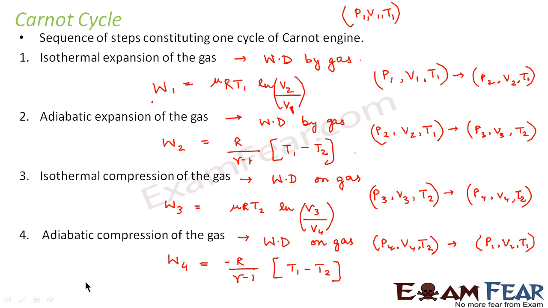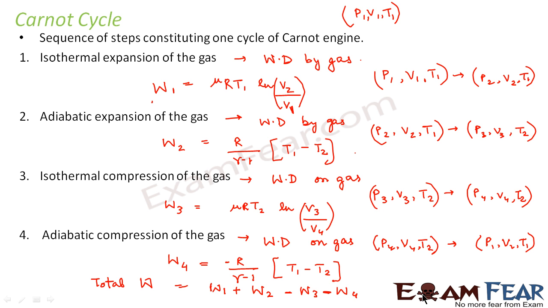So if you talk about the net work done or total work done, you can get that total work done by adding these four, that is W1 plus W2 minus W3 minus W4. That's because W3 and W4 represent heat that is released. So they are with negative signs.